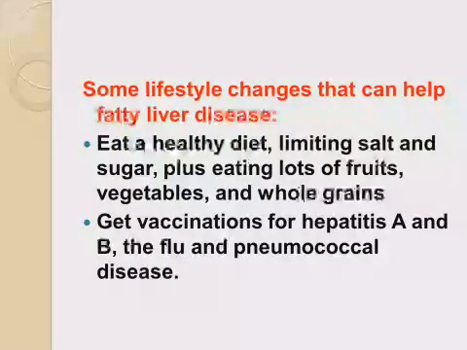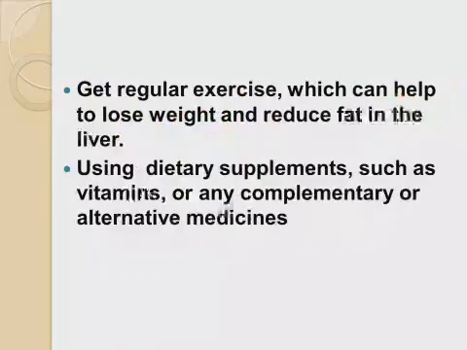Some lifestyle changes that can help fatty liver disease include the following. First, eat a healthy diet, limiting salt and sugar, plus eating lots of fruit, vegetables, and whole grains. Second, get vaccinations for hepatitis A and B and for the flu and pneumococcal disease. Third, get regular exercise, which can help to lose weight and to reduce fat in the liver. Fourth, using dietary supplements such as vitamins, or complementary or alternative medicine.